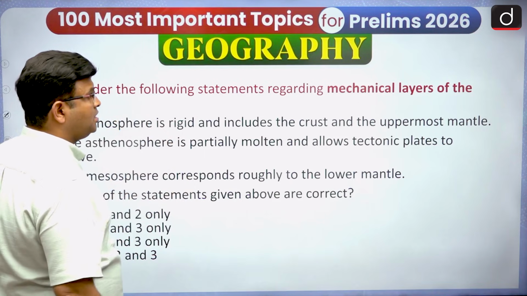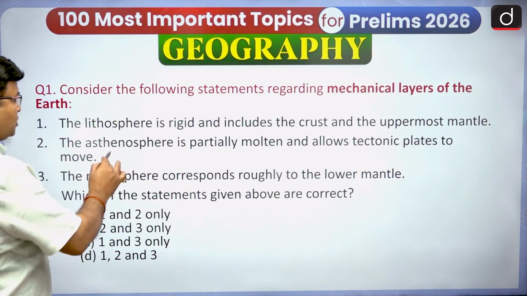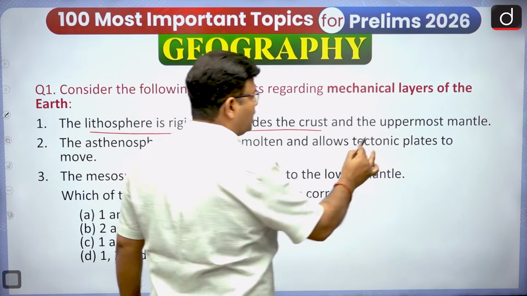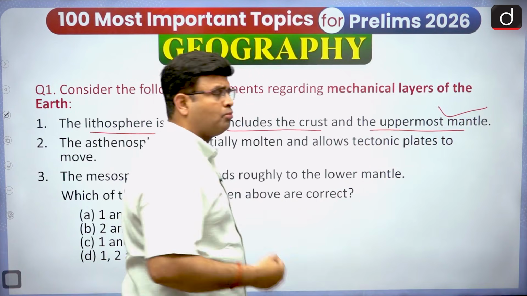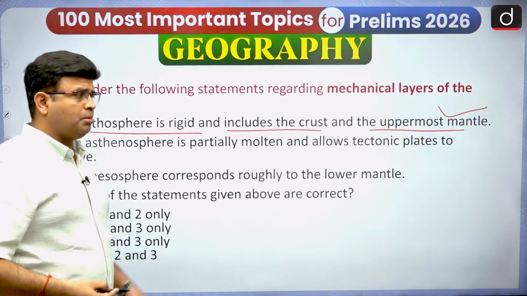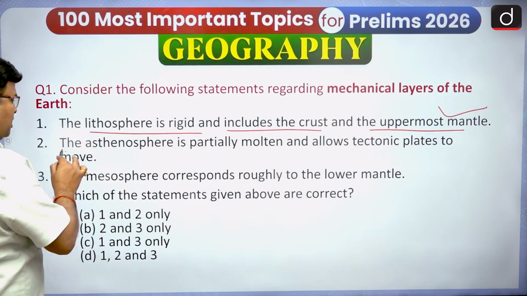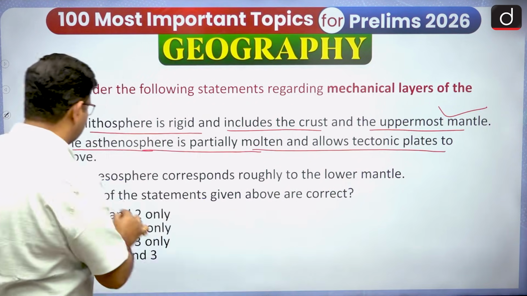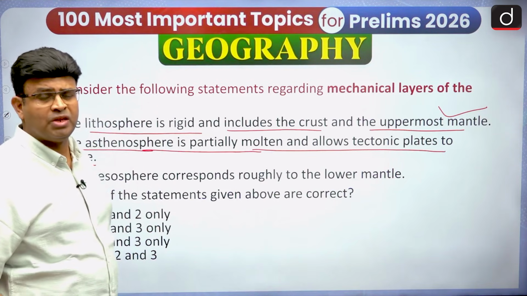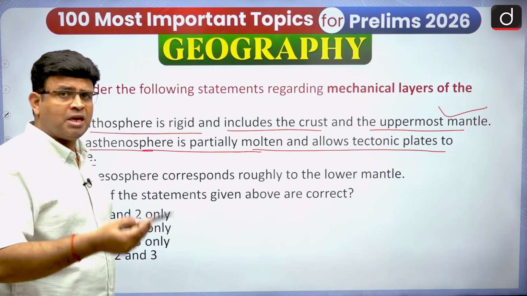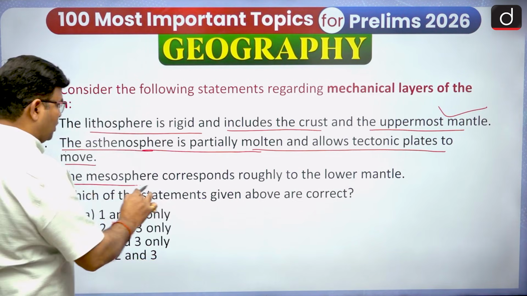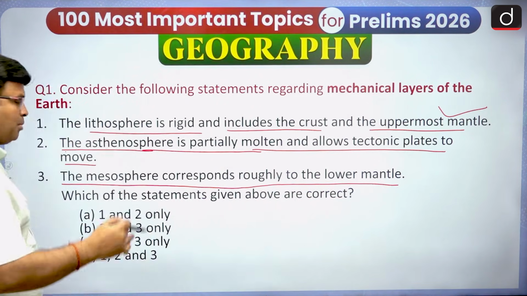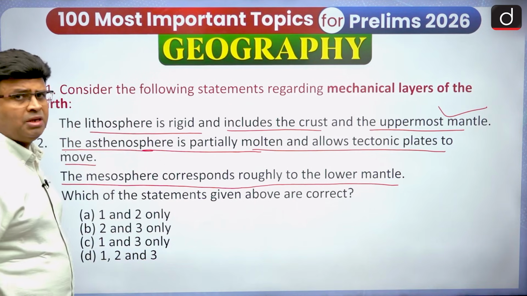Consider the following statements regarding the mechanical layers of the Earth. The lithosphere is rigid and it includes the crust and upper solid mantle. That is correct, uppermost mantle you can say, or upper solid mantle. Second statement, the asthenosphere is partially molten and allows tectonic plates to move. Yes, it is partially or semi-molten, and on this our plates are moving. And the mesosphere corresponds roughly to the lower mantle. Yes, we can say that the mesosphere is the lower part of the mantle.